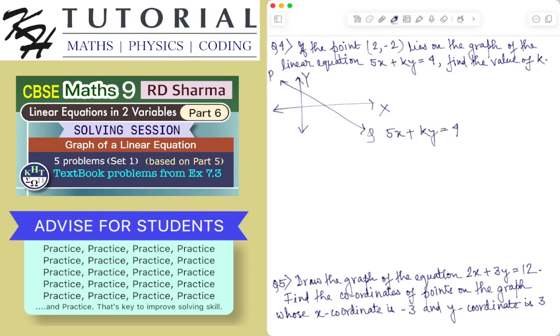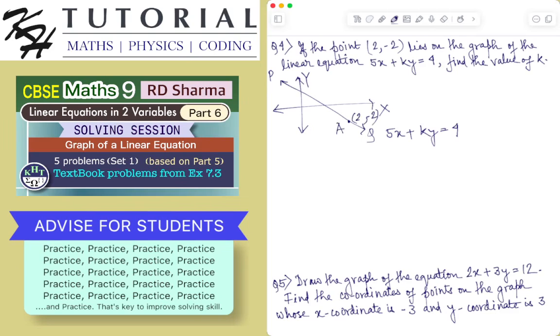Now it is saying (2, -2). Where will the point (2, -2) lie on the graph? So 2, that is the x coordinate, which is positive, so the point will be at a distance of 2 units towards the right-hand side of the y-axis. And it will be approximately, this is not exact, this will be the point (2, -2). Let's say this point be A.